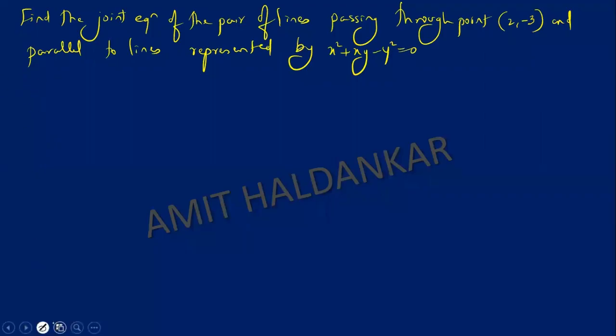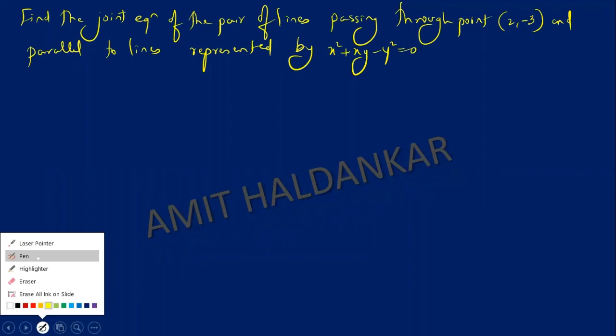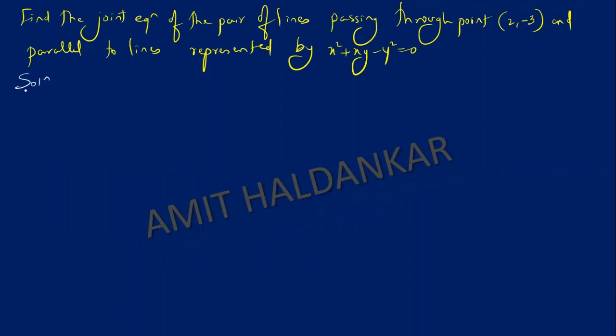Okay, now let's see how to solve this. In the question, find the joint equation of the pair of lines passing through the point (2, -3) and parallel to the lines represented by x square plus xy minus y square is equal to 0. It can be seen that this equation is not factorizable, so we are not able to find the factors.